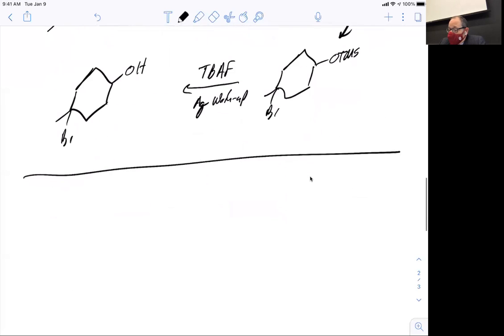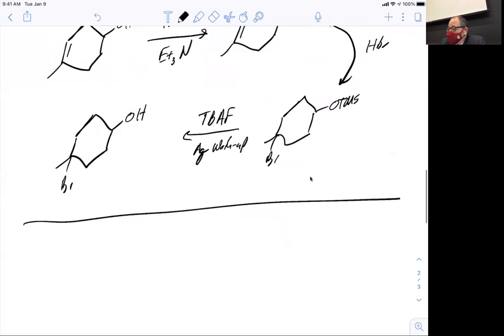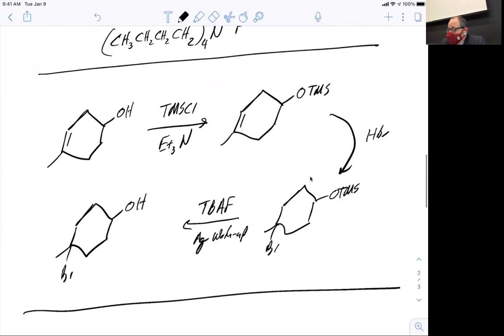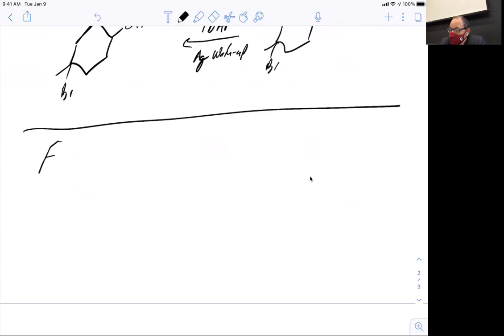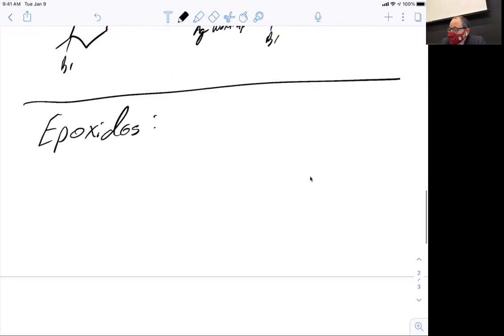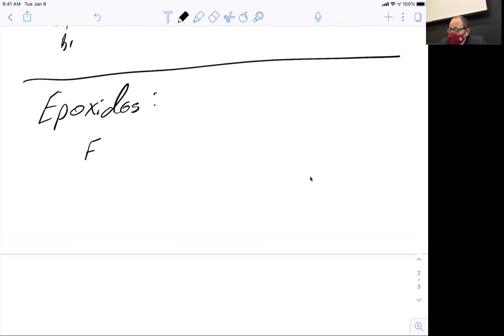Okay, so that cleared up our alcohols. So now you should have all of those alcohols. Again, this one won't be on the test, but could be on the final. So let's look at epoxides, and so two old reactions.